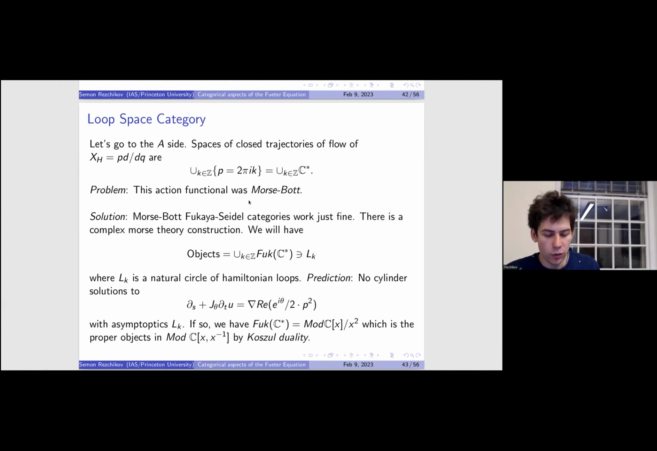If you look at the time one Hamiltonian loops for the complex Hamiltonian, then they're indexed by the number of times they wrap during that period. And obviously you can start at any point of C star. So as the momentum goes up, you wrap faster.